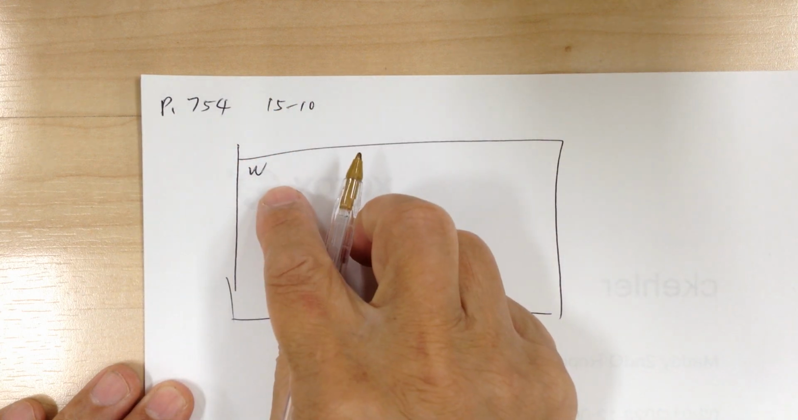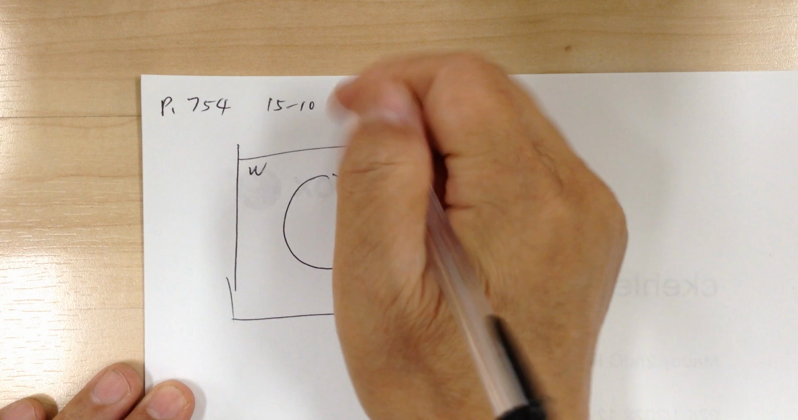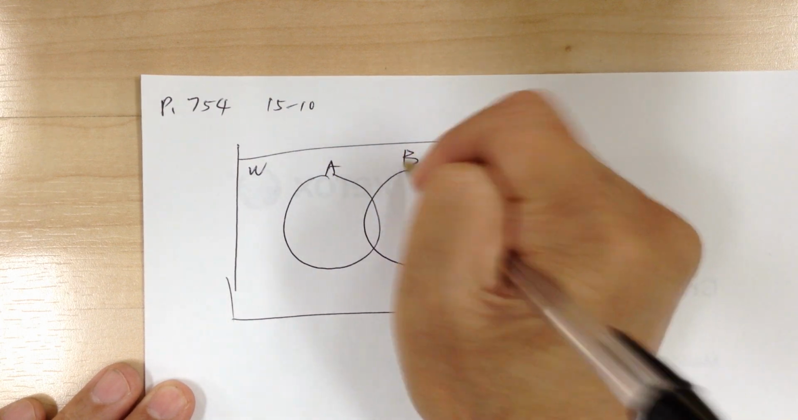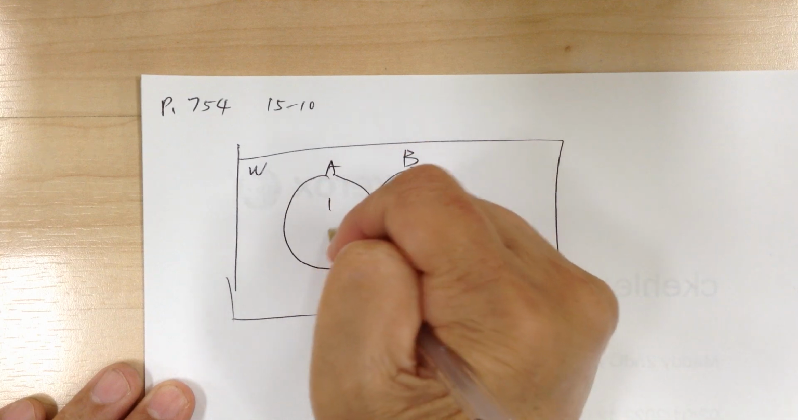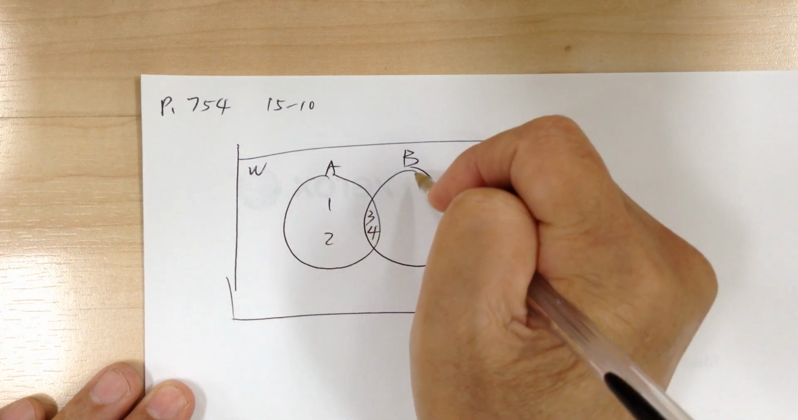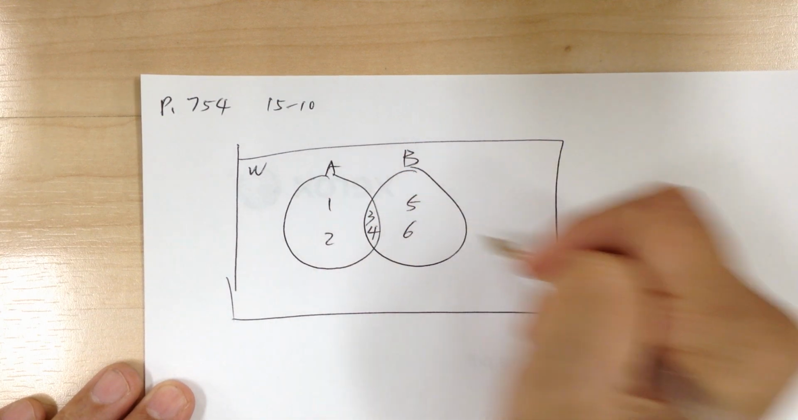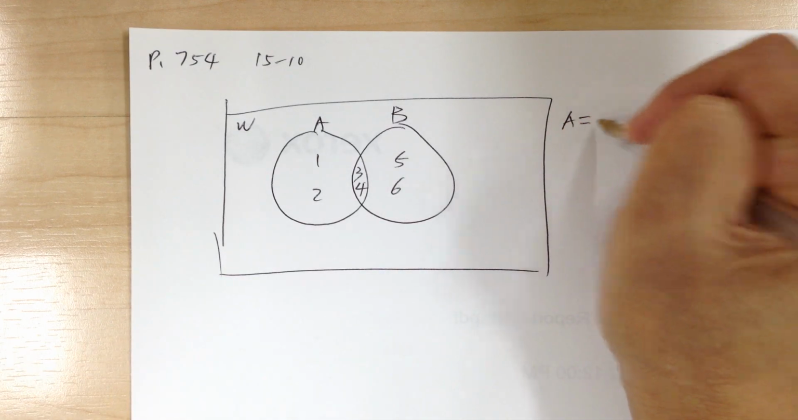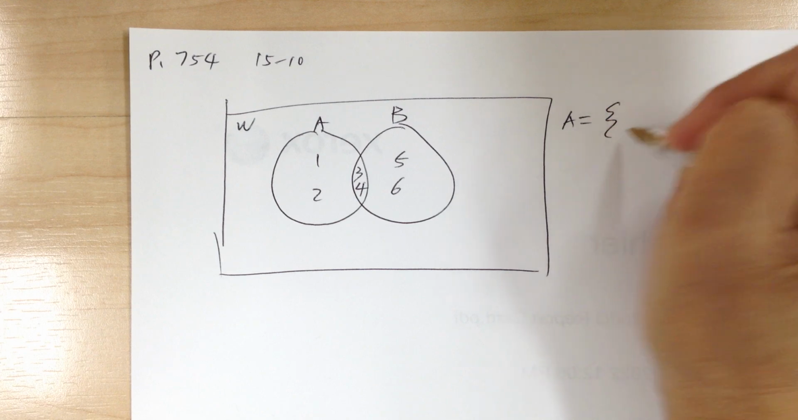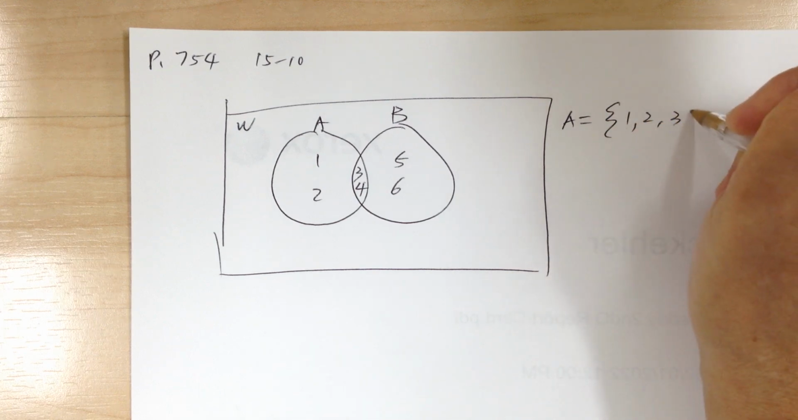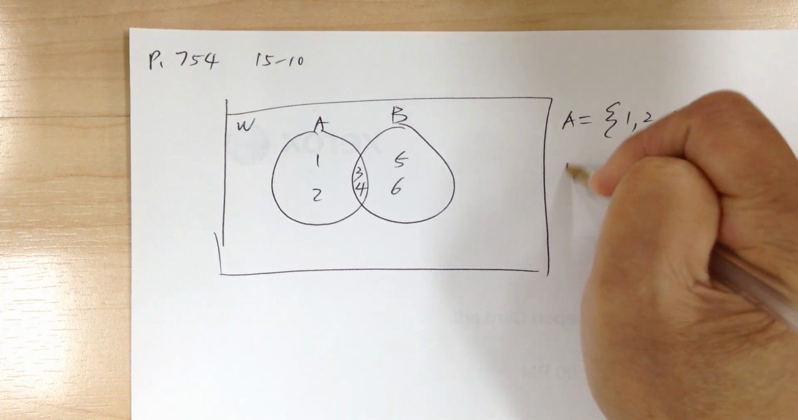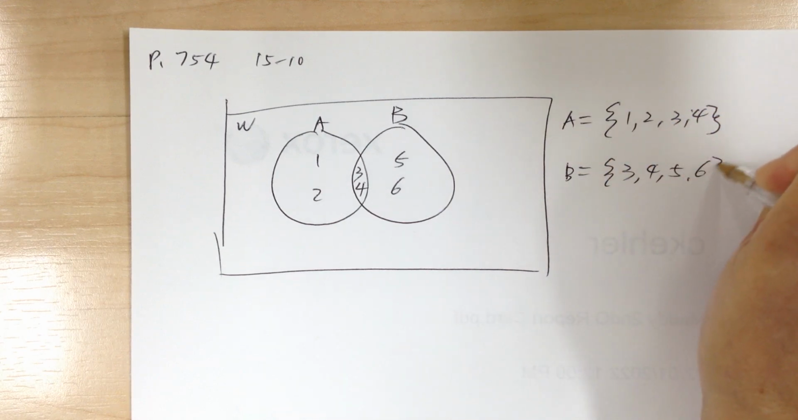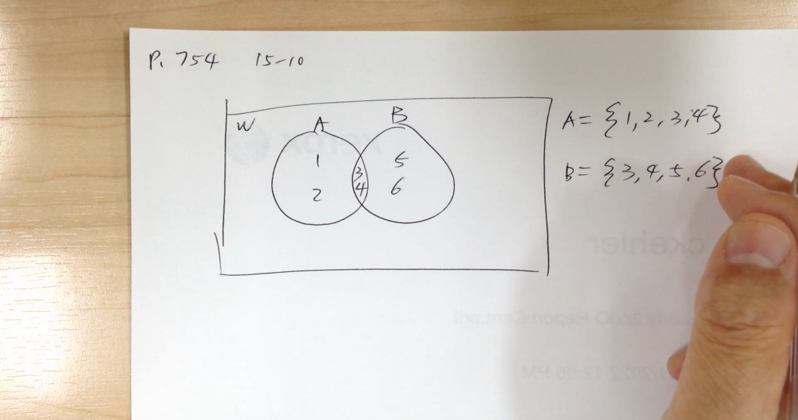So W is a universal set. Over here, you have the set A and the set B. A has 1, 2, 3, 4. B has 3, 4, 5, 6. Okay, so over here again, A is equal to 1, 2, 3, 4, and B equal to 3, 4, 5, 6. So notice that little bit of overlap.